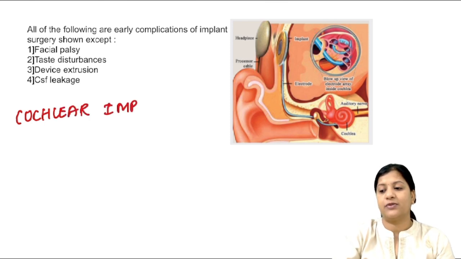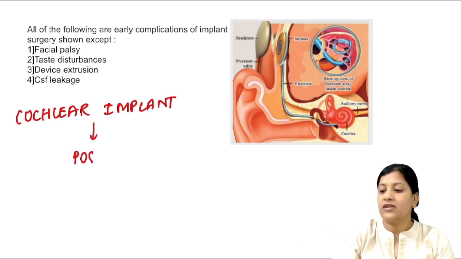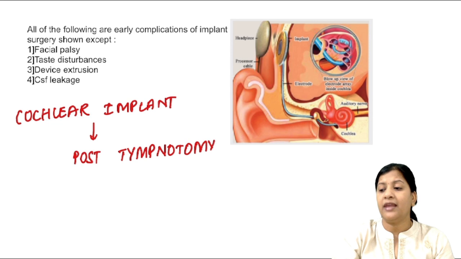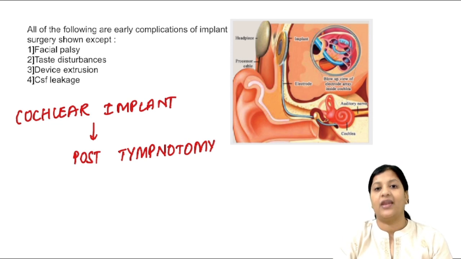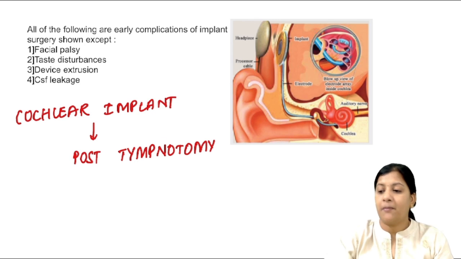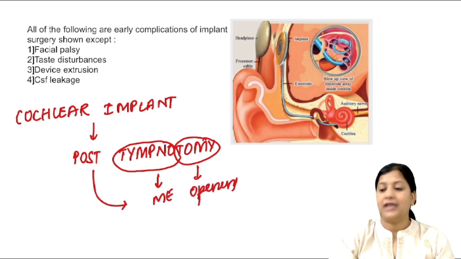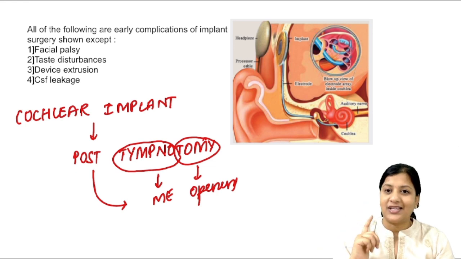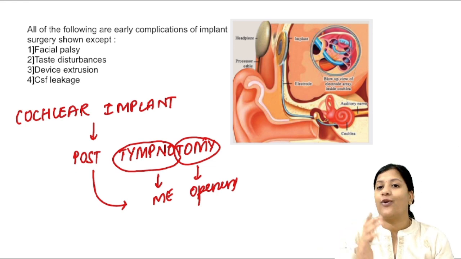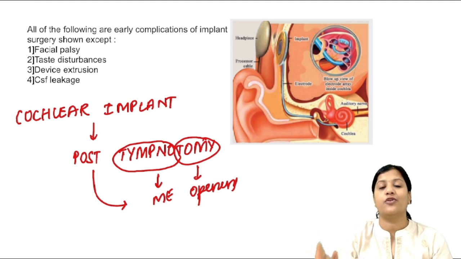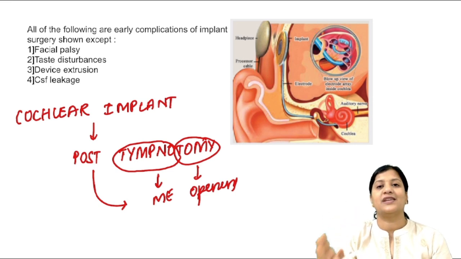Now, for doing this procedure of cochlear implant, we use a route. What is that route called? The route is called posterior tympanotomy route. What is posterior tympanotomy? Tympano means middle ear, tomy means opening. Posterior tympanotomy is opening the middle ear from the posterior route, not from your external auditory canal. We are not using the conventional route. We are going through the mastoid to reach the middle ear, which is why we call it posterior tympanotomy.